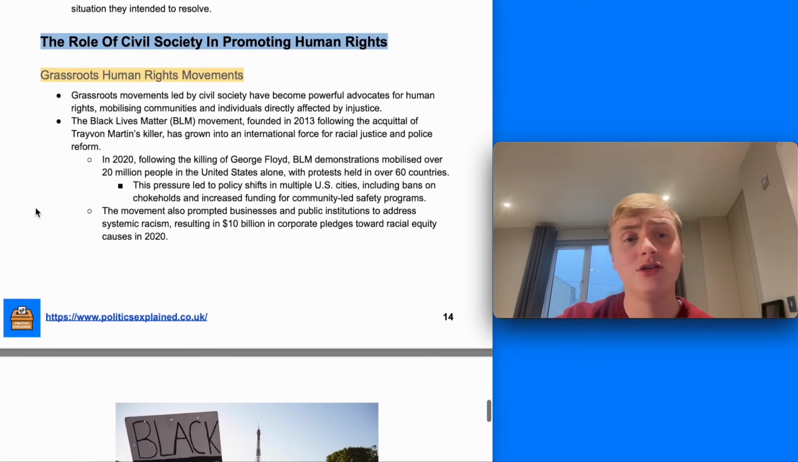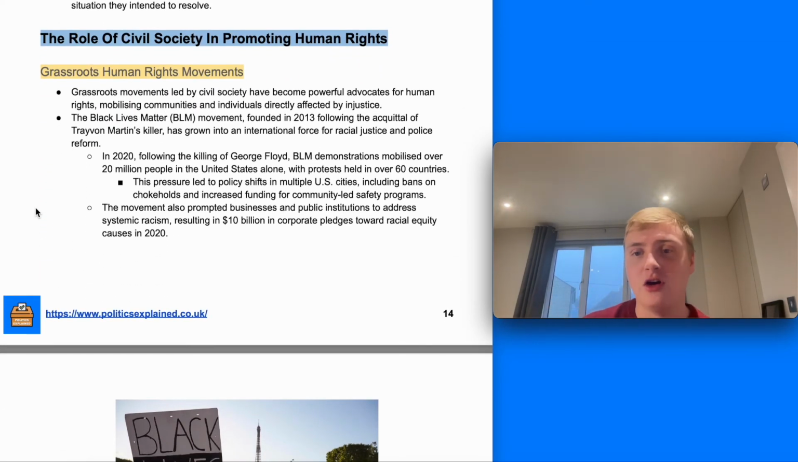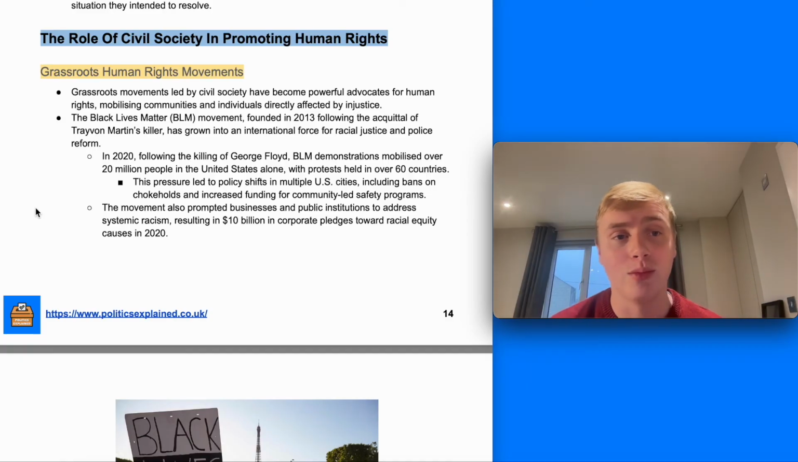The final thing we're going to have a look at, which is slightly linked, but just a final part of the human rights part of the specification, is the role of civil society in promoting human rights. And we'll look at a number of groups. The first of those is grassroots human rights movements, which have become powerful advocates for human rights, mobilizing communities and individuals directly affected by injustice.